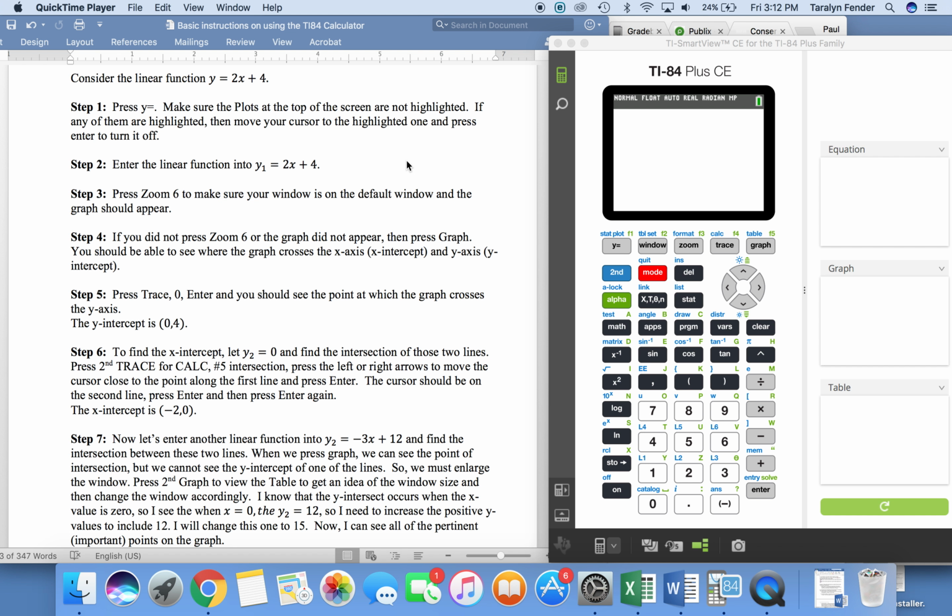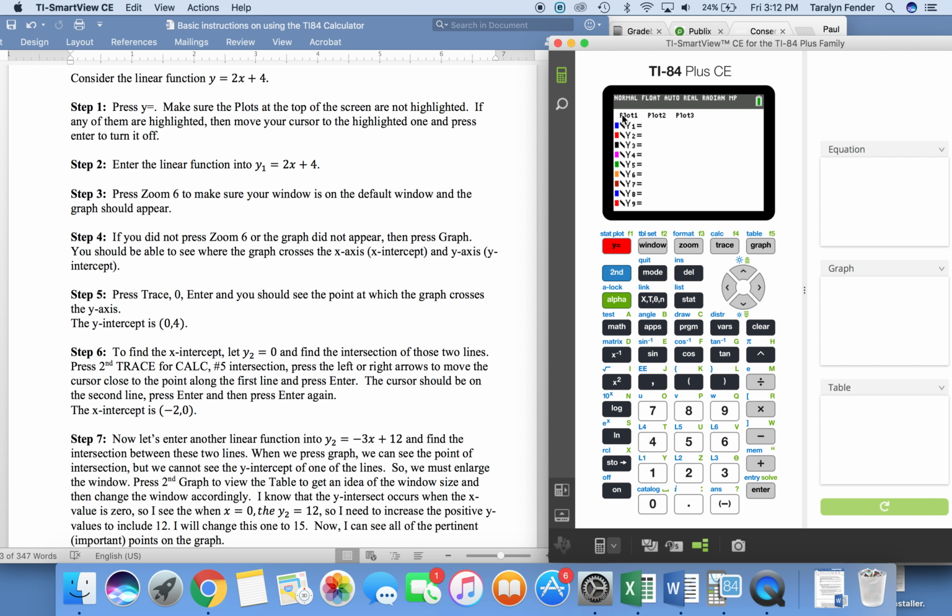In this video, you will see some basic instructions on using the TI-84 calculator. Let's consider the linear function y equals 2x plus 4. In step 1, we are on the home screen, so let's go to Y=.